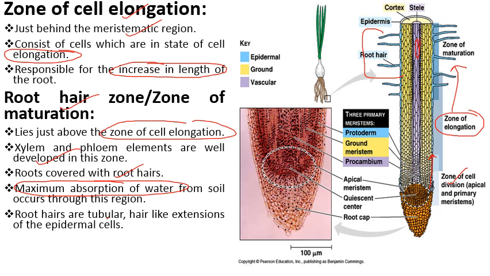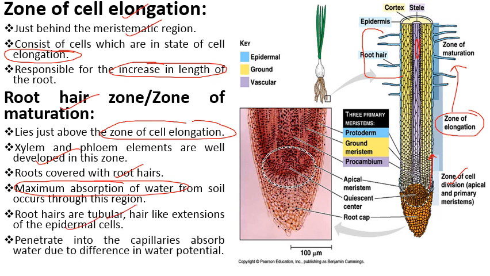Root hairs are tubular, hair-like extensions of epidermal cells, and they penetrate into the capillaries, the capillary-like spaces between soil particles, and they absorb water due to the difference in water potential. It means the water potential of soil water is higher, and it is lower in the root hairs, so that's why water moves inside due to osmosis.